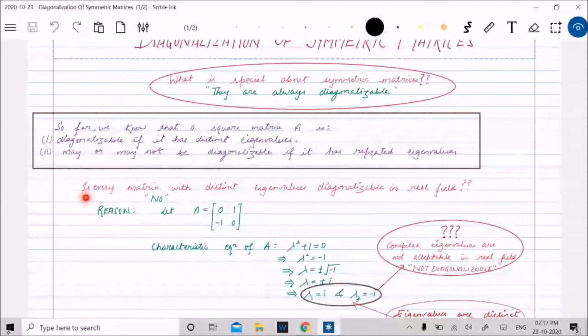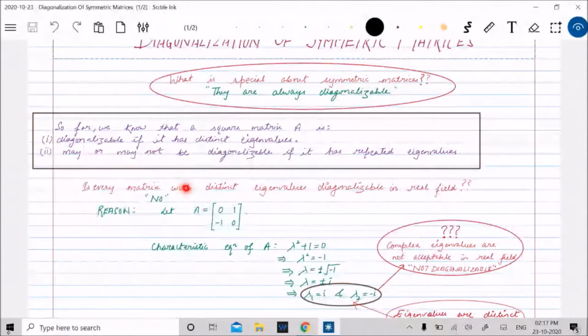The next question that comes to our mind is: is every matrix with distinct eigenvalues diagonalizable in the real field? And please pay attention, this is a new word for all of you. What is a real field? A real field means when you are dealing with real numbers only. It means that you are in the universe of real numbers.